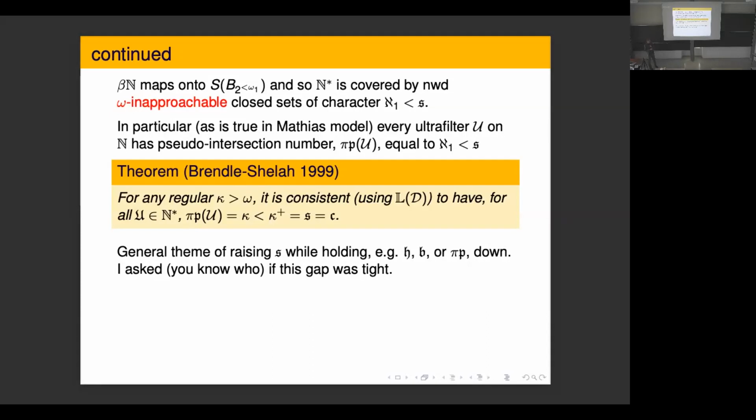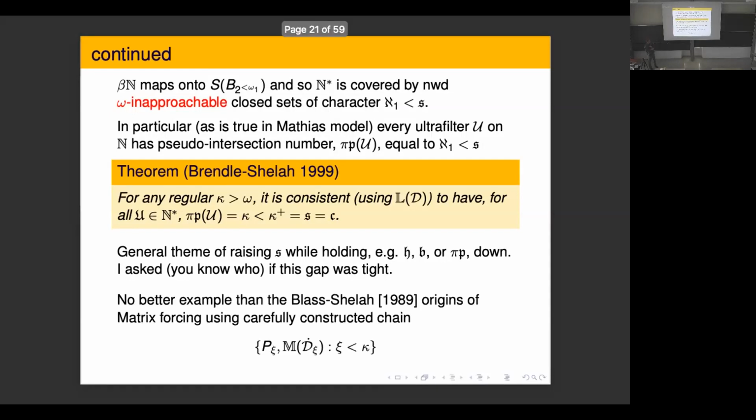Jorg told me that. But H < S < B, I think, is still unknown. So anyway, I was playing around with that. In order to do this, we now want to talk about matrix forcing. Matrix forcing was introduced by Blass and Shelah. And I think it was named matrix forcing by Jorg, not sure.